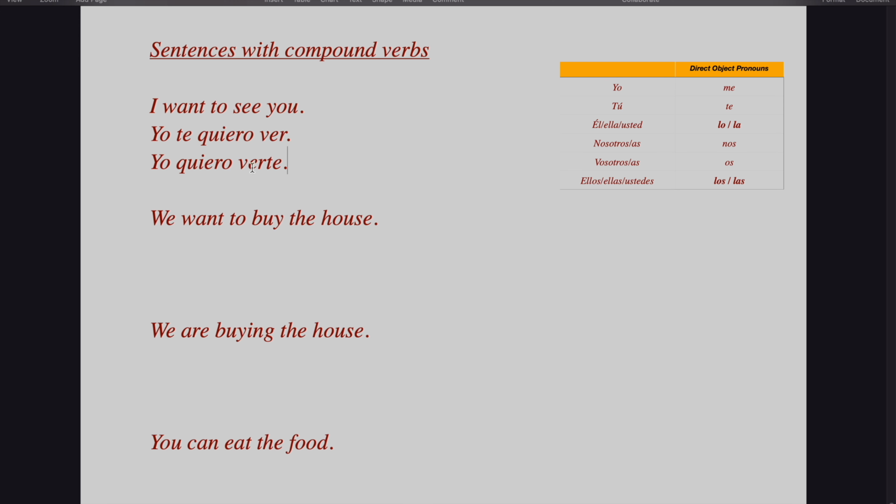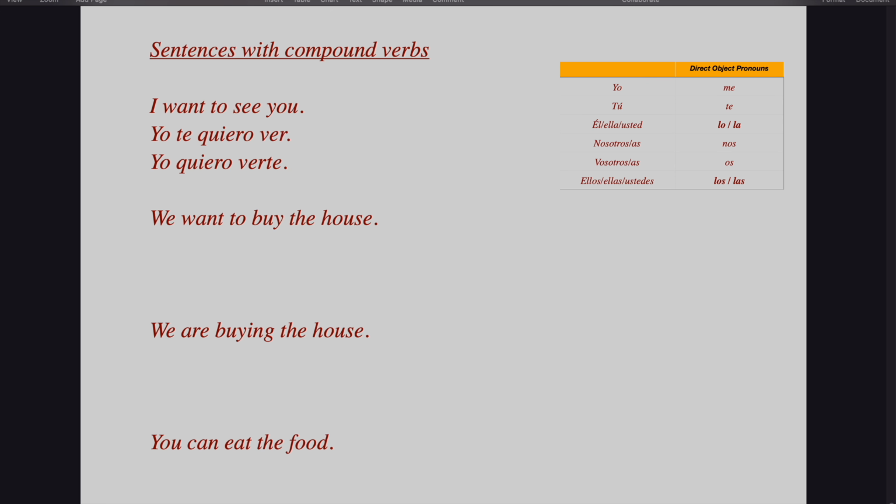Yo quiero verte. Whenever you see a compound verb, that means the verb is formed by two verbs, one auxiliary, like ser and estar or haber, or like this, querer plus infinitivo or poder plus infinitivo, you can add the object pronoun at the end of the infinitive. Yo quiero verte. Let us see one more example.